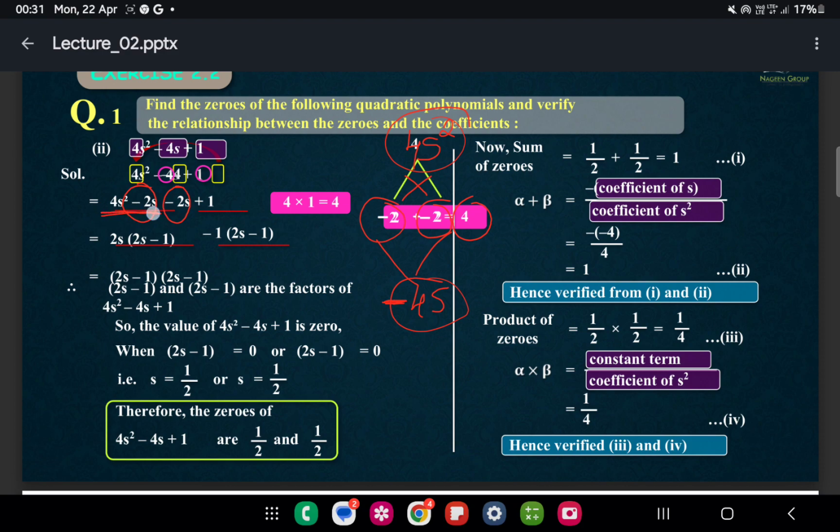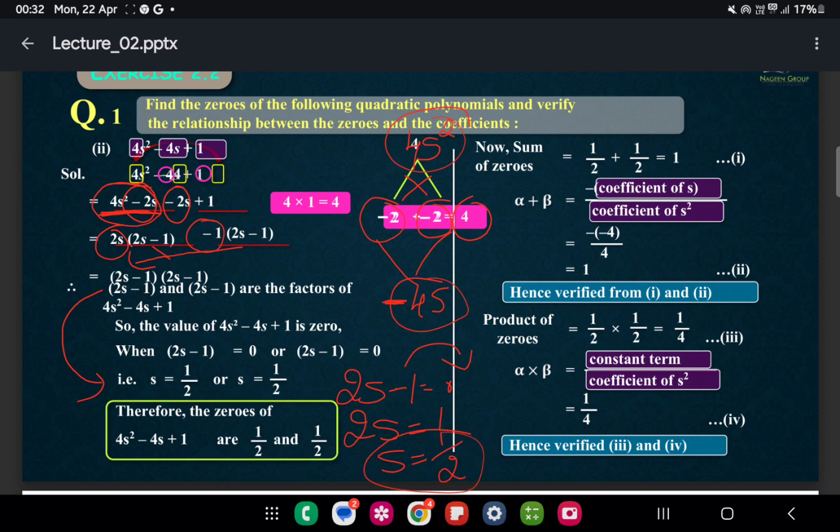In these two terms we have 2s common. 2s we can take common, remaining is 2s minus 1. Here minus 1 we have to take common, then 2s minus 1 is remaining. Both are the same, so we can write 2s minus 1 whole square. So we will get the value s equals 1 by 2. When we calculate, 2s minus 1 equals 0. Shift the 1 to this side, you will get 2s equals 1, s equals 1 by 2.